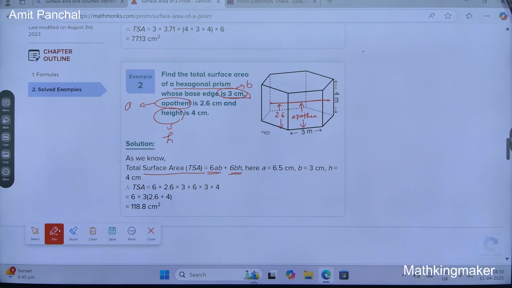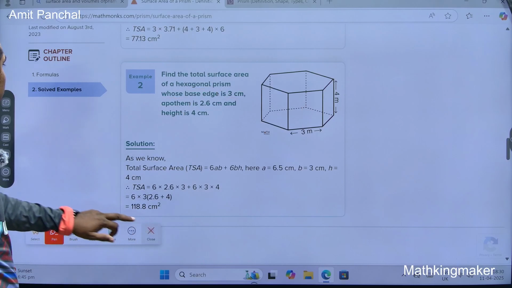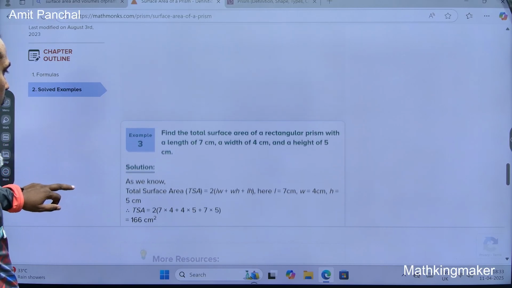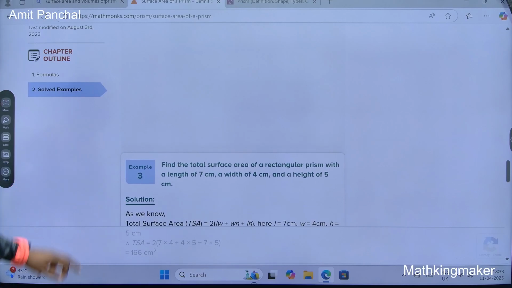Okay. Yes, sir. I got it. Okay, you got it? Yes, sir. Now this is a rectangular prism with a length of 7 centimeter, width of 4 centimeter and a height of 5 centimeter.